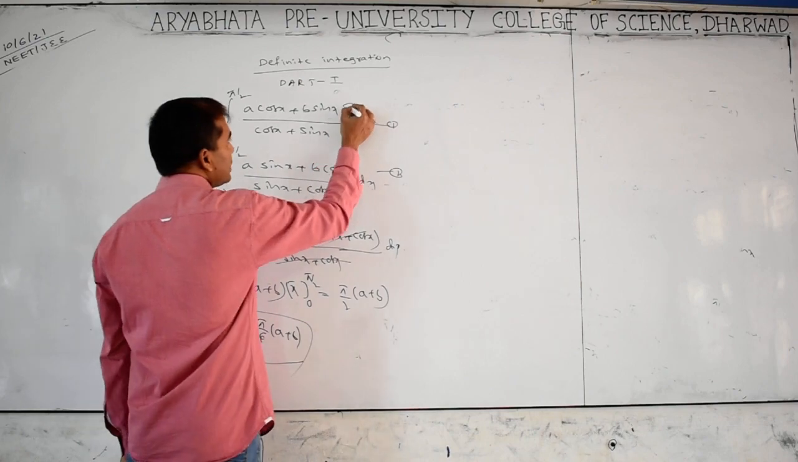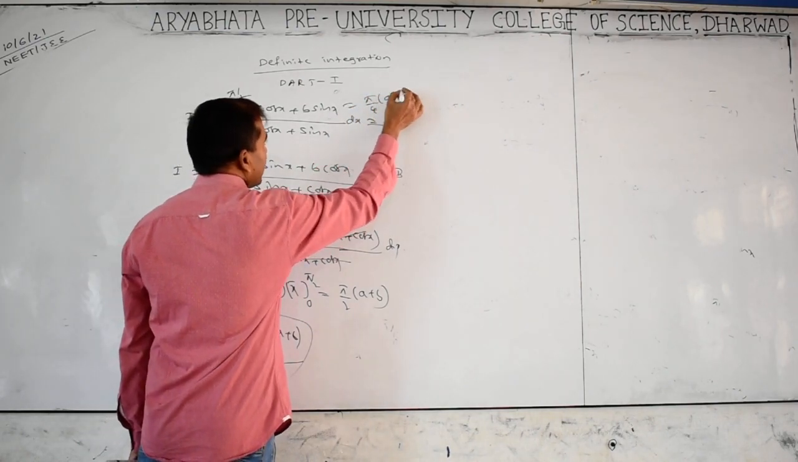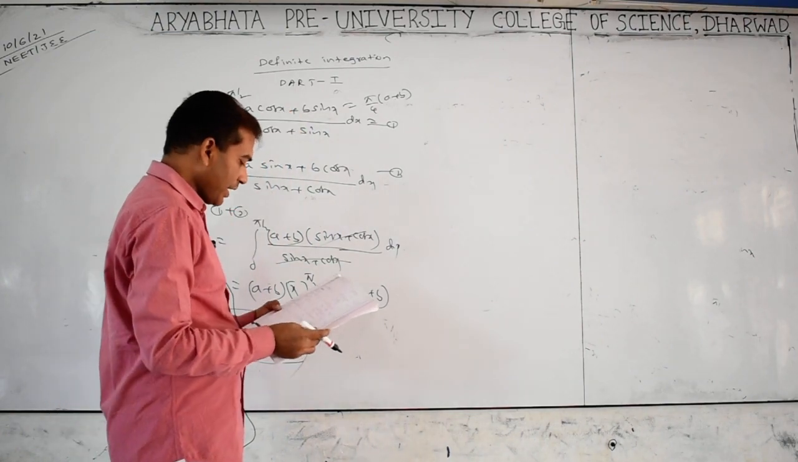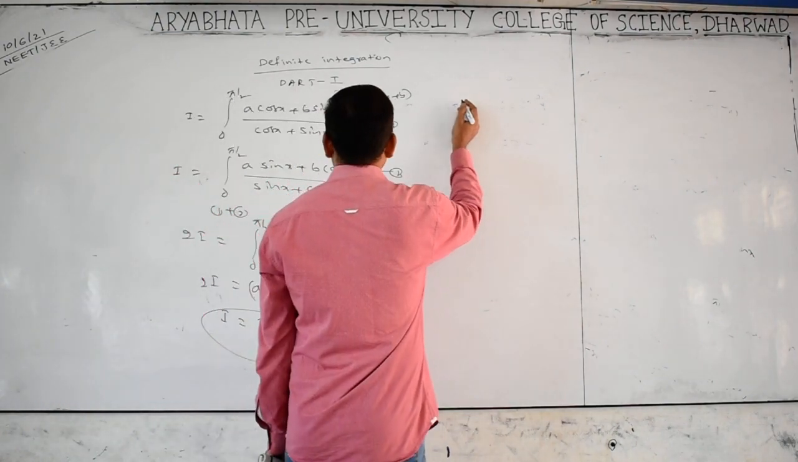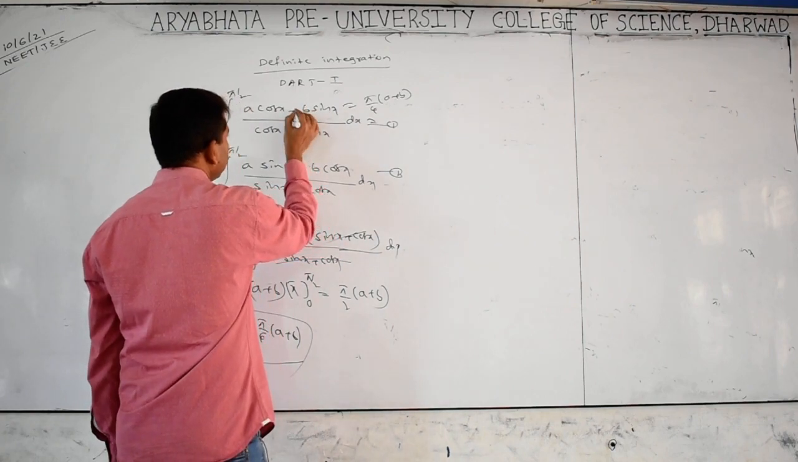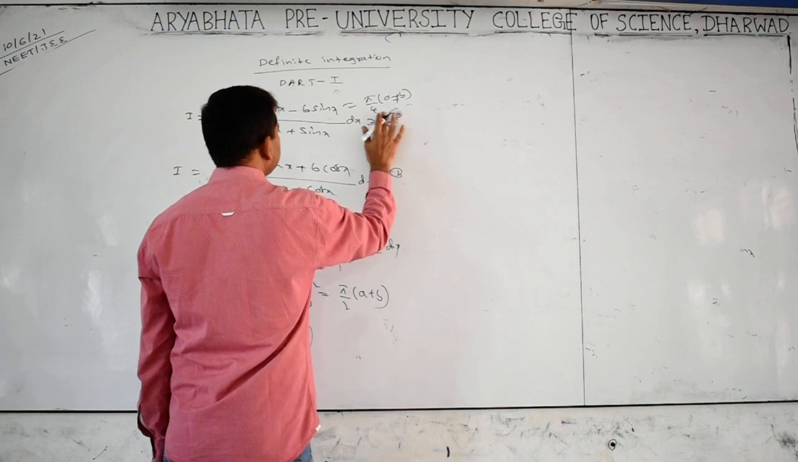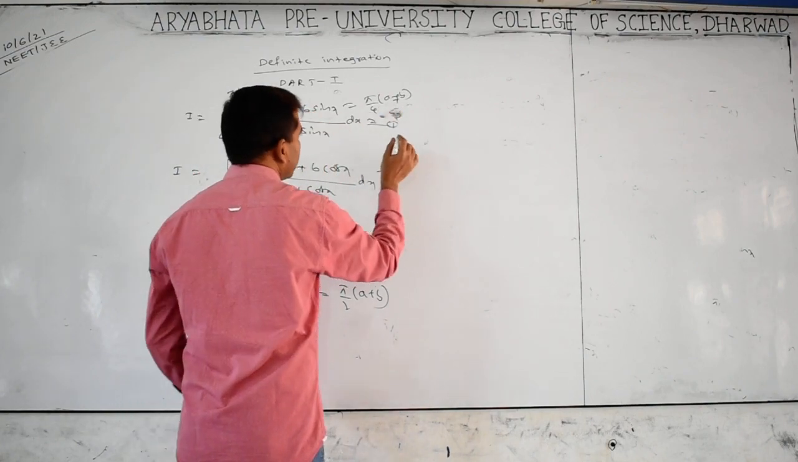What is the answer of this? Pi by 4 times a plus b, where a and b are coefficients of that. For example, if it is minus here, minus pi by 4, plus or minus, right?